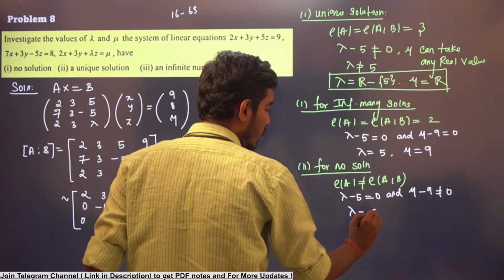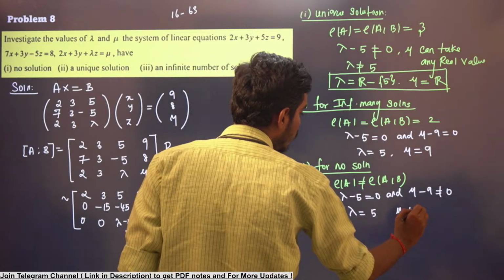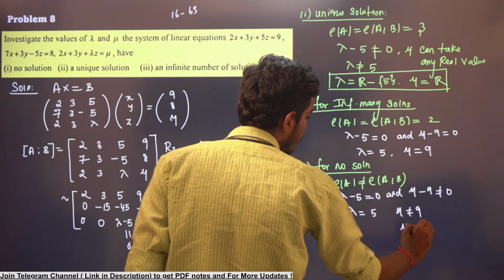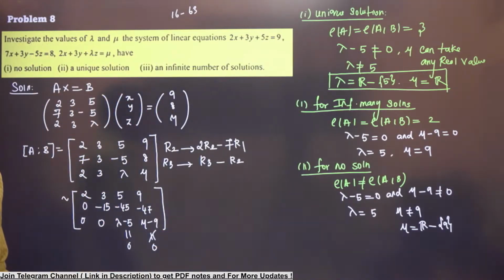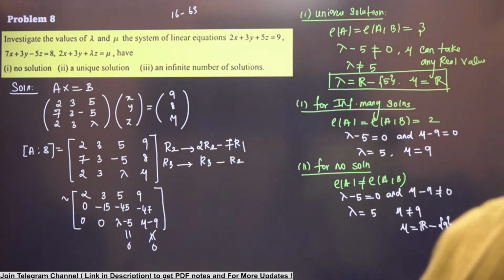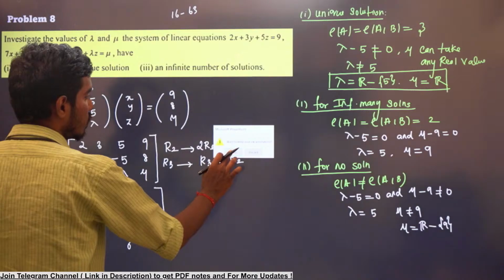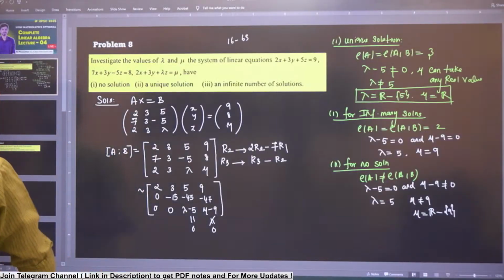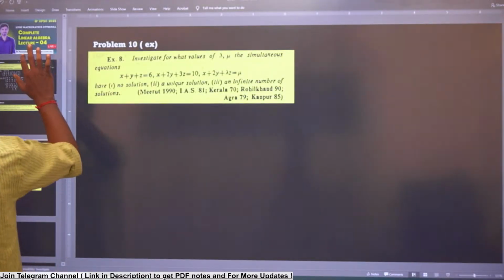So that means there is only one value for lambda you should give, that has to be 5. Mu should not be equal to 9, which means mu can take any real number except 9. This is the condition for no solution. Is it clear? Very important problem. This is the simple idea based on finding the unknowns so that it has no solution or infinitely many solutions.